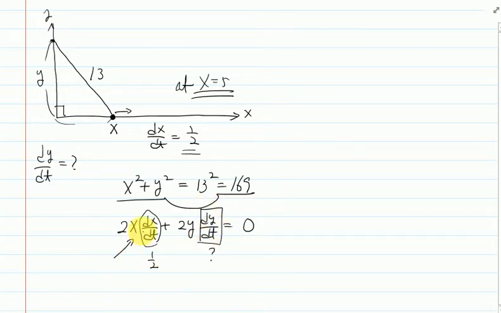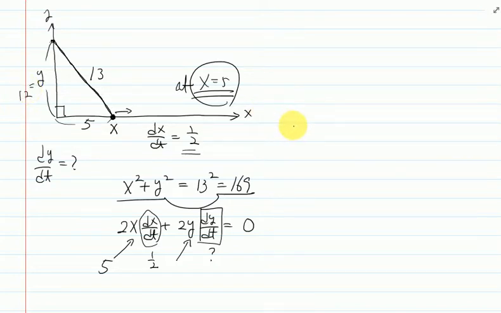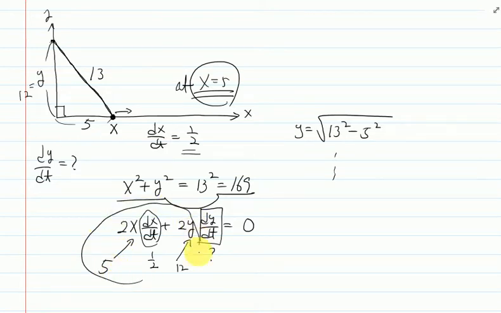Then we still need the numbers for x and y. x is given, it must be 5. The only remaining one is y, but when you look at it, if x is 5 and the hypotenuse of that right triangle is 13, then y must be 12, one of the famous Pythagorean triples, right? But if you want to calculate it, then y must be the square root of 13 squared minus 5 squared. Please calculate it, I believe that is 12. So just substitute everything like that and rearrange.